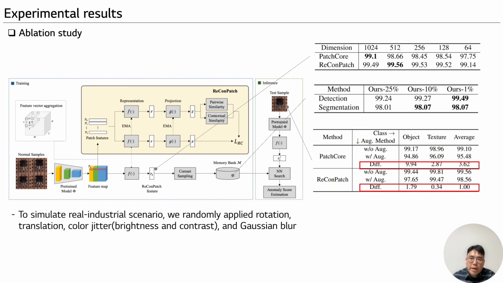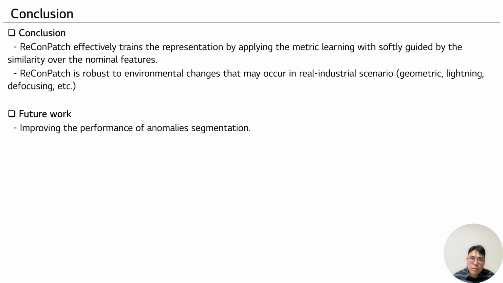We experiment with ReConPatch to verify its performance. At first, we tested changing the dimension of the F layer, indicating that the highest performance was achieved with a dimension of 512. We note that even with 64 dimensions, ReConPatch outperforms PatchCore, which supports the dimension reduction capability of our method. To simulate real-world scenarios, we randomly applied data augmentation to the test dataset, while PatchCore's image level performance decreased by 3.62% under these conditions. ReConPatch only slightly decreased by 1%.